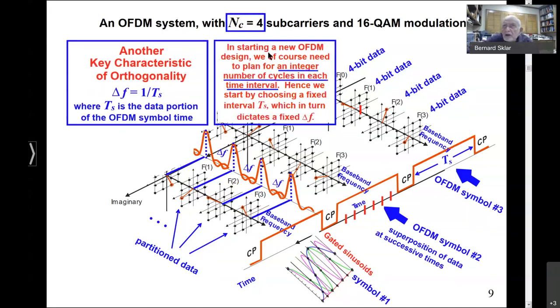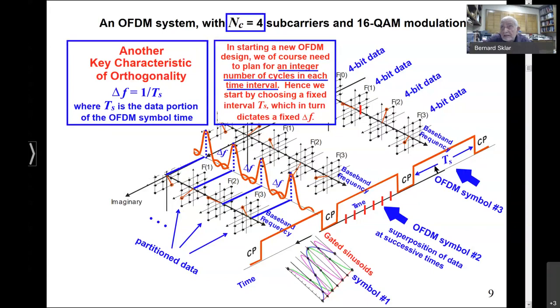So in starting a new OFDM design, we of course need to plan for an integer number of cycles. I told you that was an important characteristic of orthogonality. There's got to be an integer number of cycles in each time interval. Hence, if I'm going to put an integer number of cycles, I better start knowing what that time T sub s is. So isn't that a good starting point? Choose that T sub s.